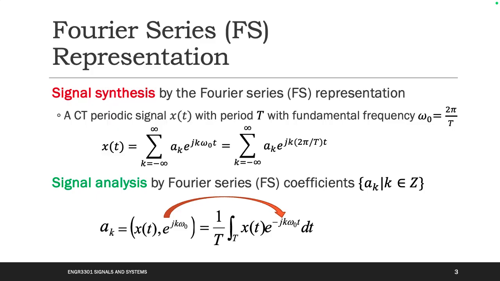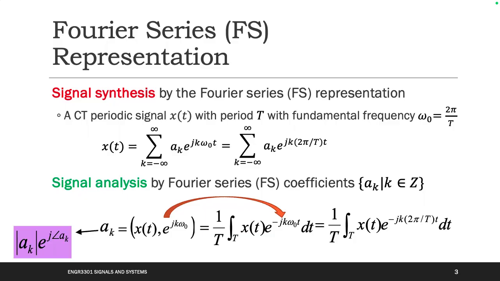Then signal analysis by the FS coefficient a_k. We can represent a_k like this, and also replace omega naught with 2 pi over T. We also talked about what a_k is related to. Do you remember? Magnitude and phase shift. So a_k is related to this magnitude and this phase shift. This is what we talked about in the previous 2 classes.